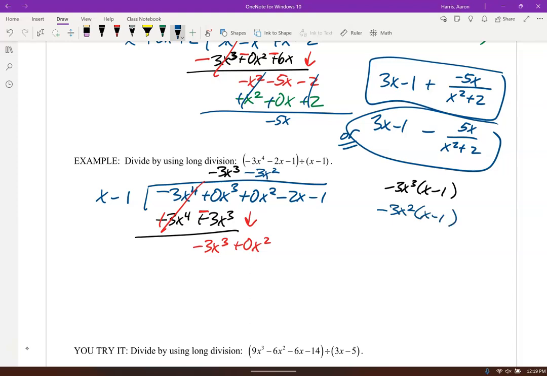So let's multiply negative 3x squared times x minus 1. So negative 3x squared times x, negative 3x cubed. Negative 3x squared times positive 1, positive 3x squared. Don't forget to change the signs. And so we got 0x squared minus 3x squared, negative 3x squared. Bring down the minus 2x. Now we're matching negative 3x squared. What times x gives us negative 3x squared? Good, negative 3x. Yep.